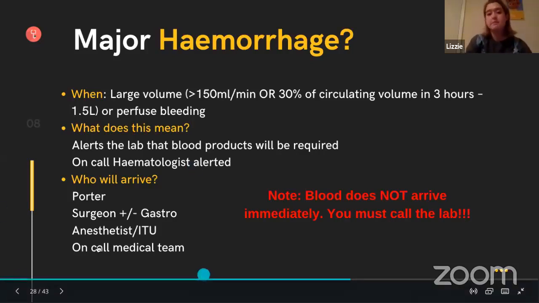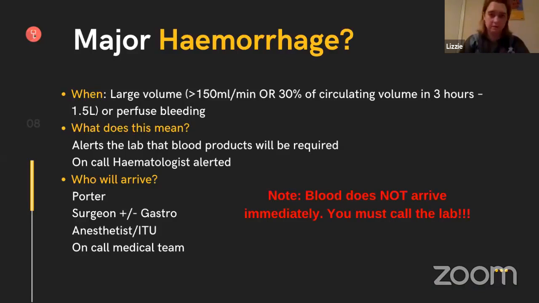So the MET team, absolutely, well done to whoever said that. Your on-call medical team, your medical registrar, your SHOs, your F1s on call will turn up to help you. So you've got even more hands on board. You also get intensive care anaesthetists to turn up, because if they're critically unwell, they're going to need airway support, potentially inotropes, etc. I think someone said earlier, porters, a really important part of the major hemorrhage protocol, turn up, because they will physically be running backwards and forwards from you to the lab to collect the blood and bring it to you.